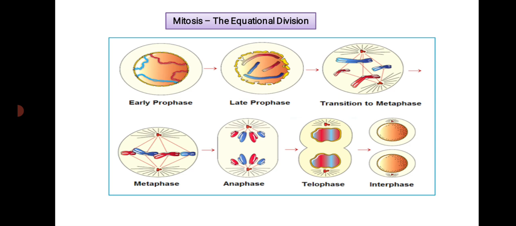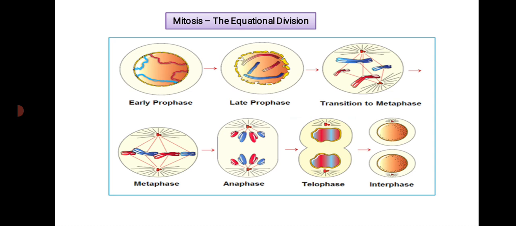This is all about mitosis, which is also called the equational division. Why? Because after the formation of the two identical daughter cells, the chromosome number is equal to that of the parent one, that is the 2n number. That's why it is called the equational division.